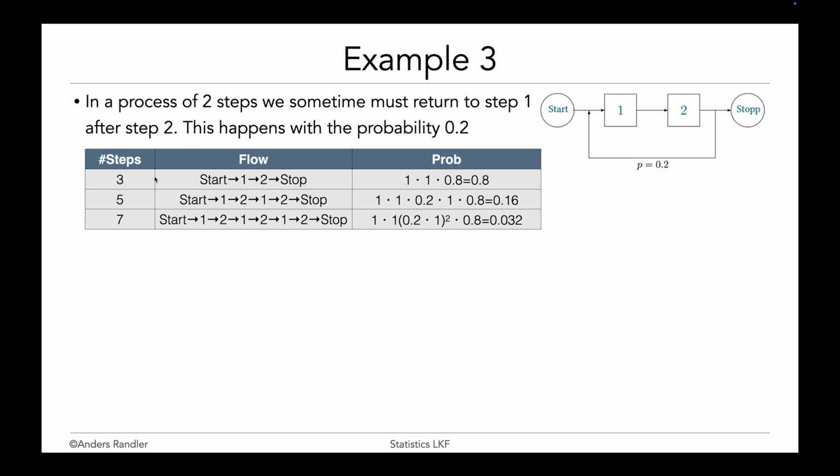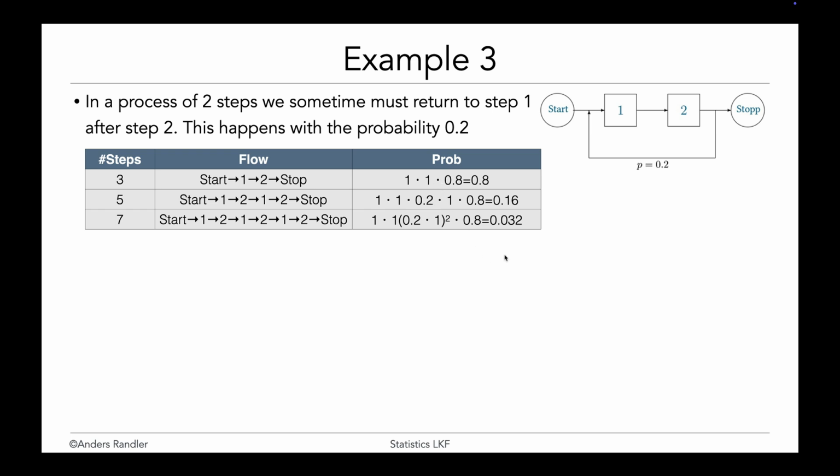If we say instead that we have 5 steps, going like start, 1, 2, going back to 1, and then 2, and then stop. So we have 1, 1, of course, the first 2 steps, then 0.2, going back, and then we have to 1, then we have the certain event going to 2, and once again 0.8 to come to stop. And so on. Because this will just go on and on, and you will get 0.2 to the power of 2 in this case, to the power of 1 in this case, to the power of 0 in this case.